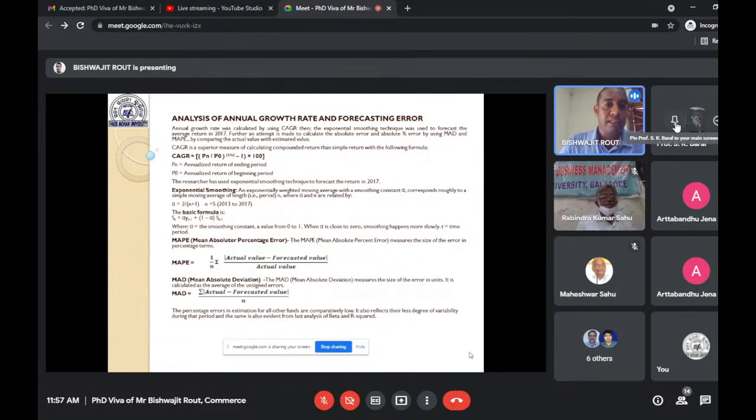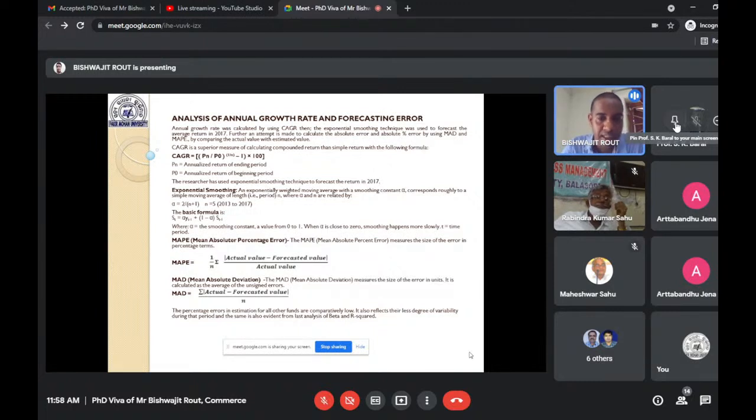The basic formula is S_t = alpha * y_(t-1) + (1 - alpha) * S_(t-1), where alpha, the smoothing constant, takes a value from 0 to 1. Where alpha is close to 0, smoothing happens more slowly, and t is the time period. Mean absolute percentage error is calculated as 1/n times the summation of the absolute value of actual value minus forecasted value, divided by actual value. Mean absolute deviation is calculated using this formula.